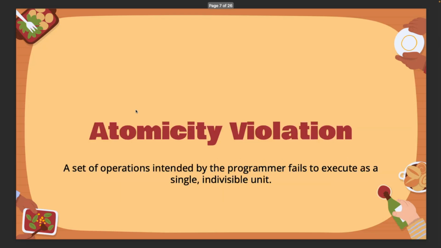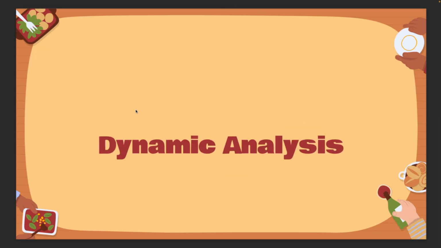So right now we saw two different kinds of concurrency properties. And how do we verify such properties? How do we detect such properties? And how do we show that a program does not have any such violations? Let's look at the first approach, which is dynamic analysis. This is closer to testing.